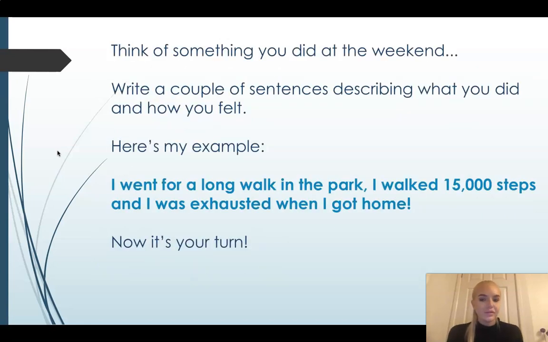Okay. Now thinking about today's lesson, your first task is to think of something that you did at the weekend. I know there's only limited things we can do, but have a think. Did you do something nice at the weekend? You might have played with your pet, you might have played with your siblings, you might have gone for a walk or a bike ride. I would like you to write a couple of sentences describing what you did and how you felt.